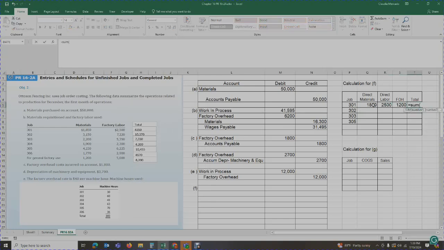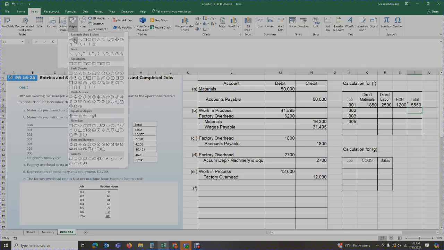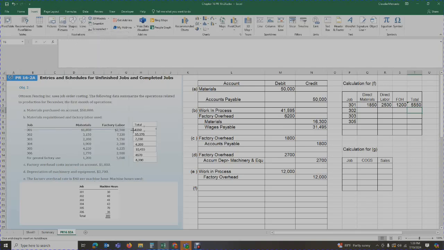So let's do this all over again for the next job. That's $5,550. Let me go ahead and mark this one. This job is done.